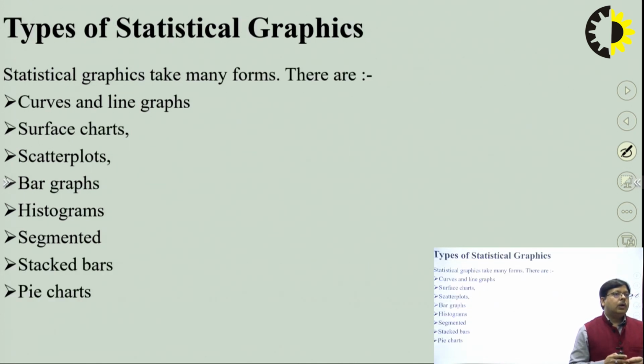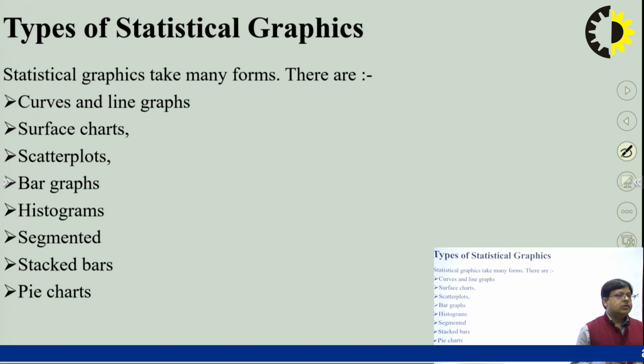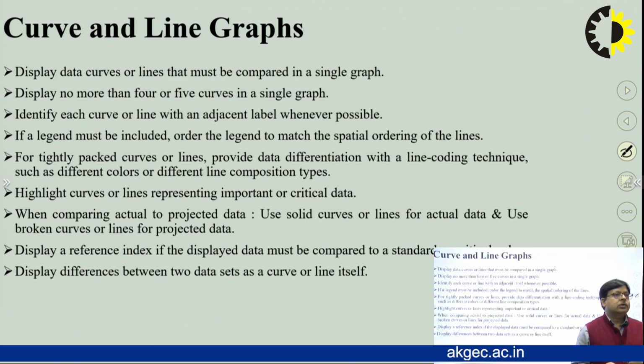Now we come to what kind of statistical graphics the interface should support. There may be many more, but we talk about some important graphics, right? So first is curve and line graphs, second is surface chart, third is scatter plots, bar graphs, histograms, segmented bar graphs, stacked bar graphs, and pie charts. So let's first discuss curve and line graphs.